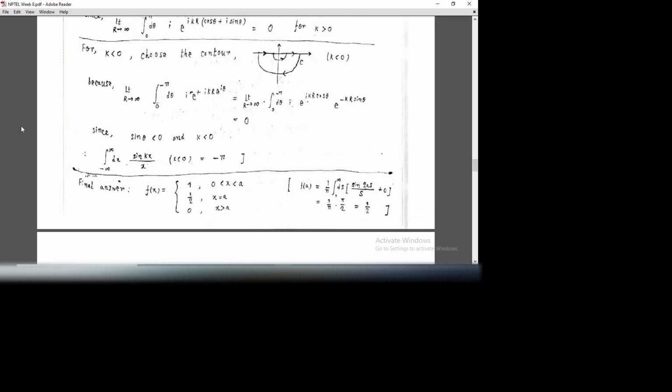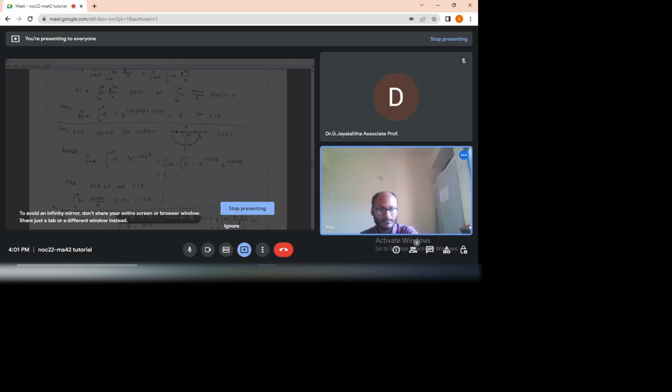So f(x) is 1 for x less than a, half for x equal to a, and 0 for x greater than a. So yeah, that was quite an involved problem, mainly due to the complex analysis technique. It is already 4, but I wanted to discuss another 2 problems.